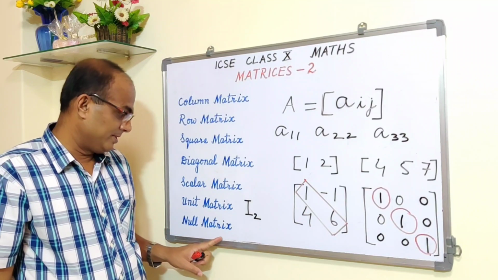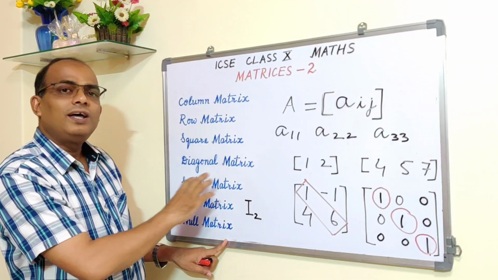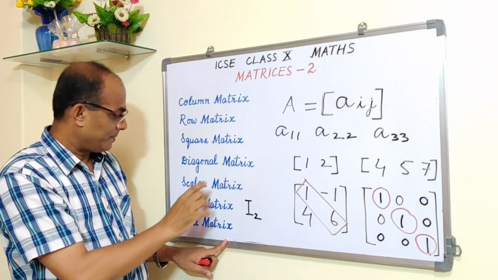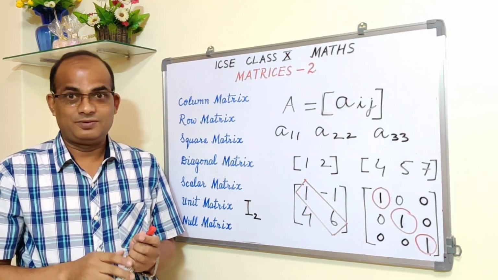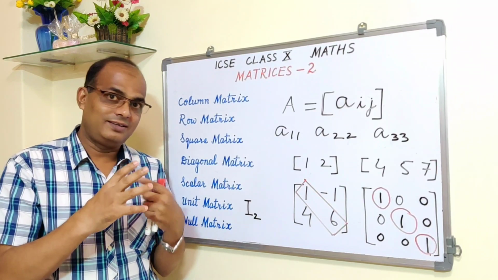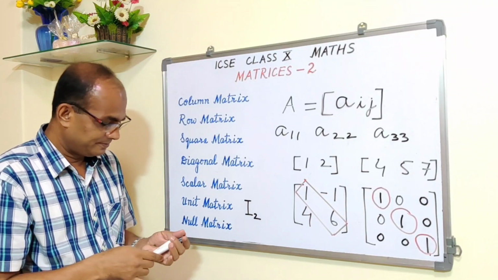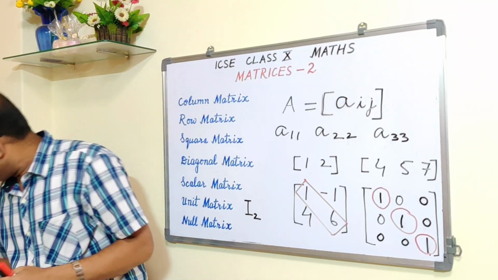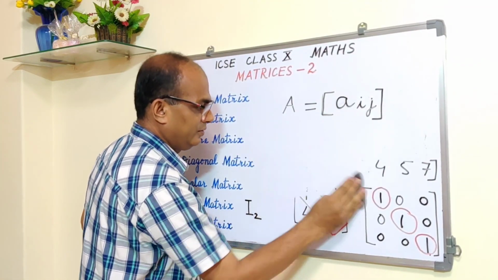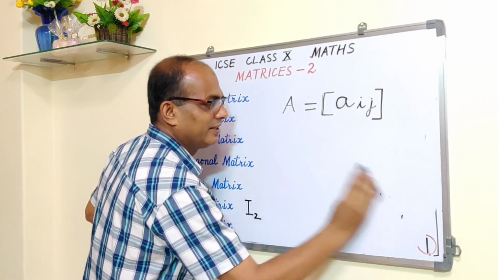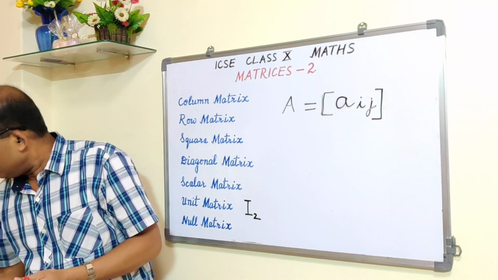After that, we come to the null matrix. Now till here, from square to unit matrix, they all are square matrices. A null matrix need not be a square matrix. Please be clear about it. There shouldn't be any confusion between an identity matrix and a null matrix or zero matrix. So now I'm telling you what a zero matrix or a null matrix is. A null matrix may be a rectangular matrix also.